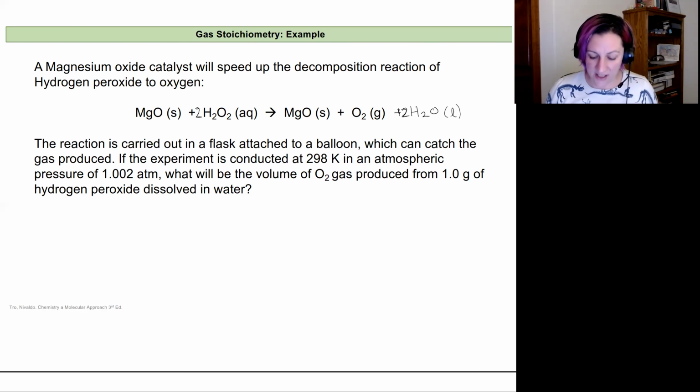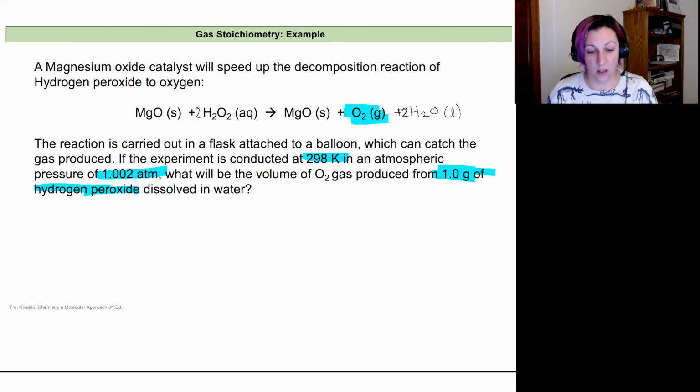So the reaction is going to be carried out in a flask attached to a balloon so we can catch any gas that's produced. We've got some information in here. It tells us that we have a temperature of 298 Kelvin that the experiment will be conducted under. There's a pressure of 1.002 atmospheres. And what we're interested in is the volume of oxygen gas that's produced when we have 1 gram of hydrogen peroxide that is going to react with water and the catalyst and just decompose.